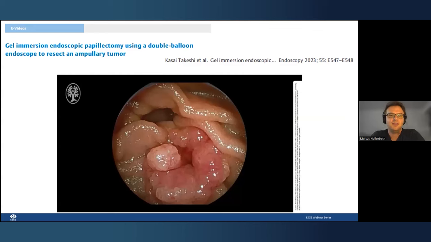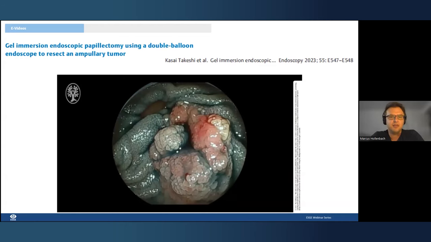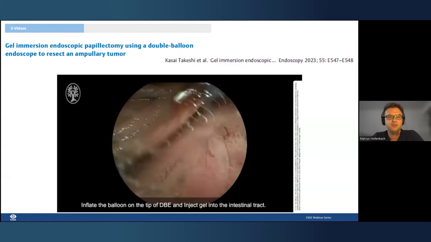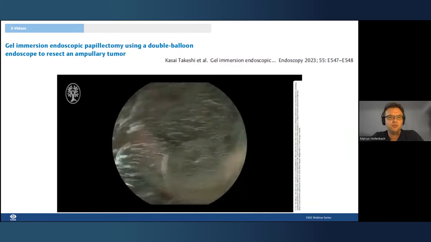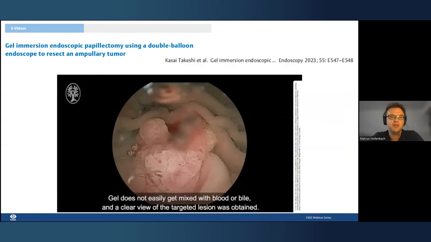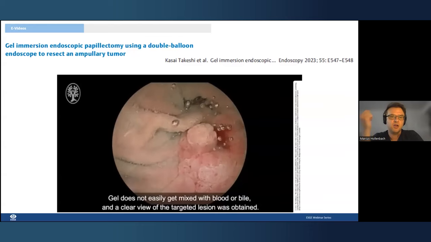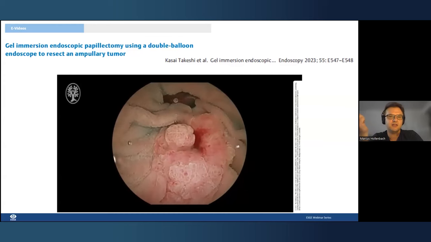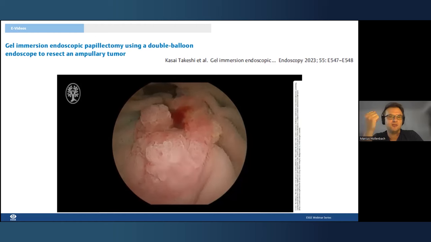So another idea is so-called underwater or gel immersion endoscopic papillectomy. That means, based on the colonoscopy experience, you can use water or gel in this situation and fill the duodenum. And the idea is that you reduce the tension of the duodenal wall, like in the colonic wall, and then you have a better protrusion of the ampullary lesion, and then you could more easily resect the lesion with the snare compared to the air insufflation.